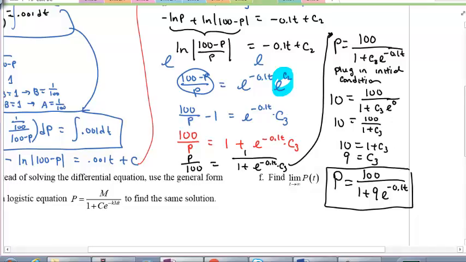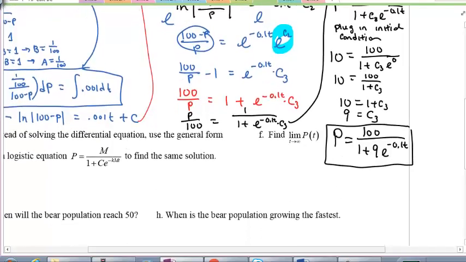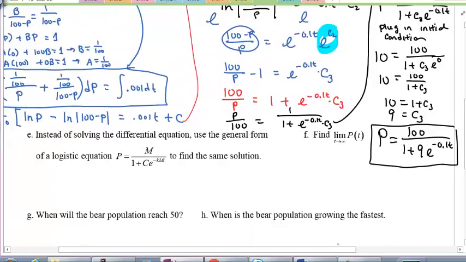Now, if you're thinking, do I need to do all these steps every single time? Yeah, I guess so. Unless you memorize the general form of the logistic equation. So remember, I boxed this also on the previous page. So you could just go directly to here by using this formula as well.